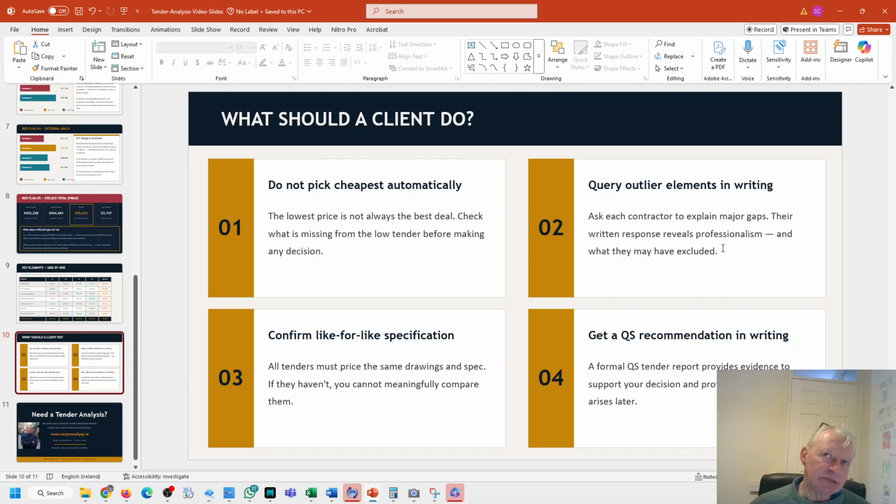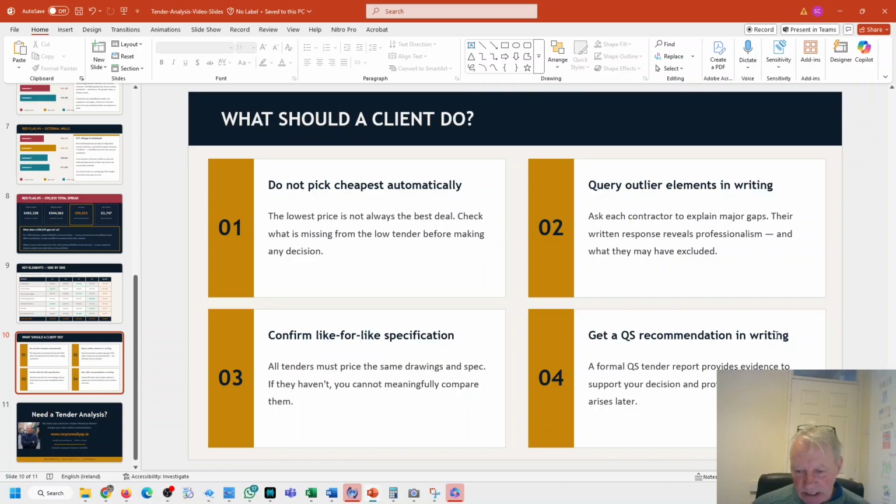It's not an intrusive email. Something along the lines of, "Thank you very much for your tender. We noticed that in certain elements your preliminaries or your demolitions seem higher than current rates. Can you please review these and get back to us?" So you open up a dialogue. You confirm like for like, which is the basis of having a bill of quantities. It allows you to compare like for like.